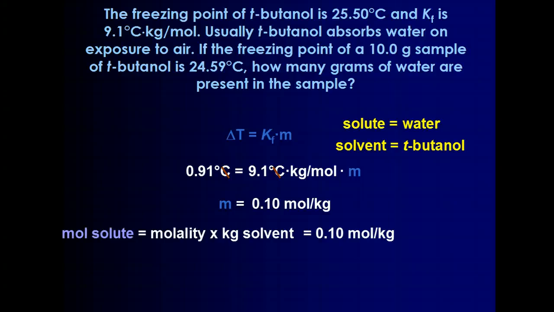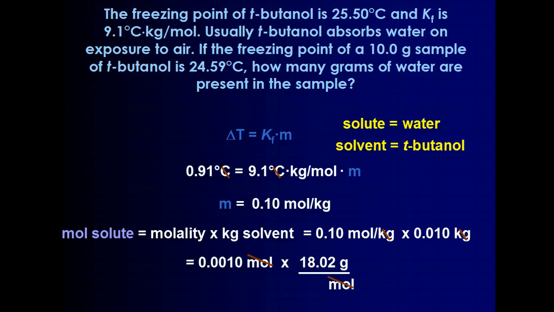And when we do that through, we get that we have 0.0010 moles of water in our sample. So that's our molality and our grams of tert-butanol converted to kilograms. And then we can multiply that by the molar mass of water to get the grams of water that are present in our sample. And we get that 0.018 grams of water was absorbed by the tert-butanol.